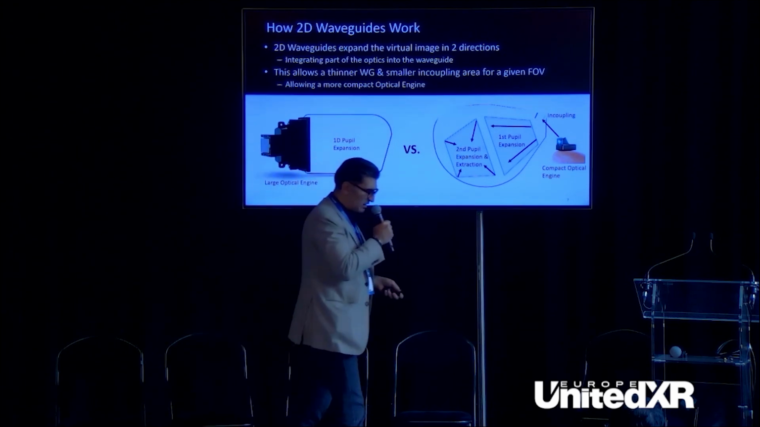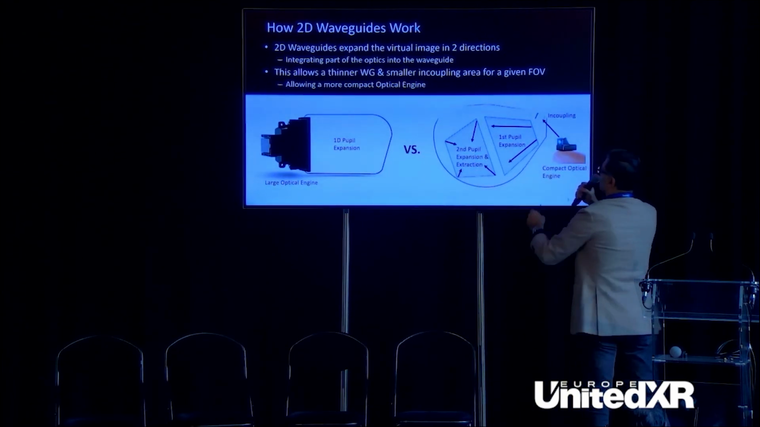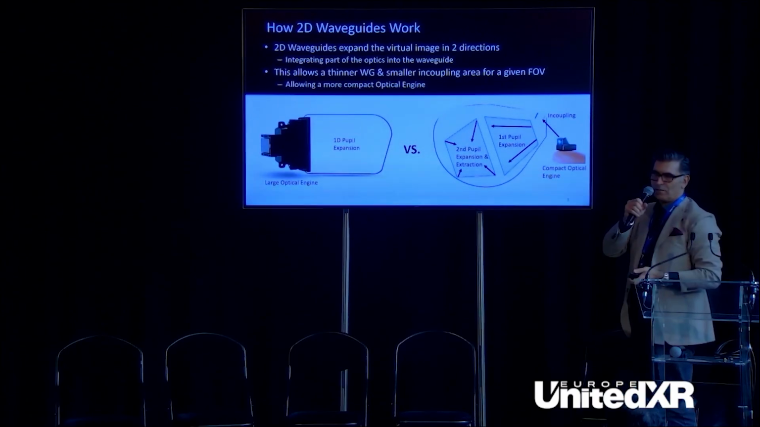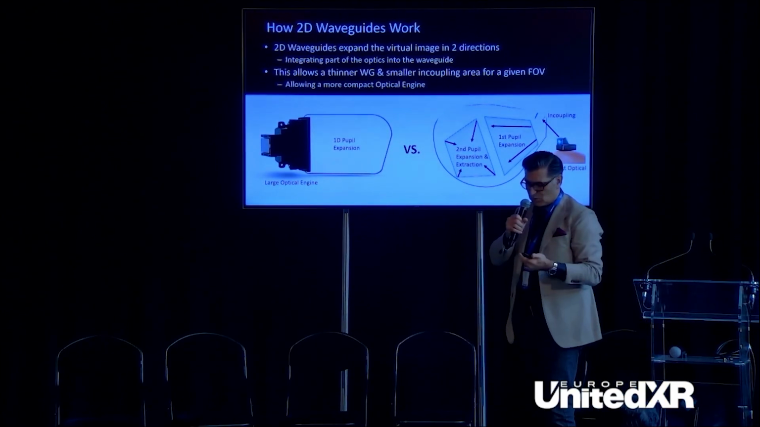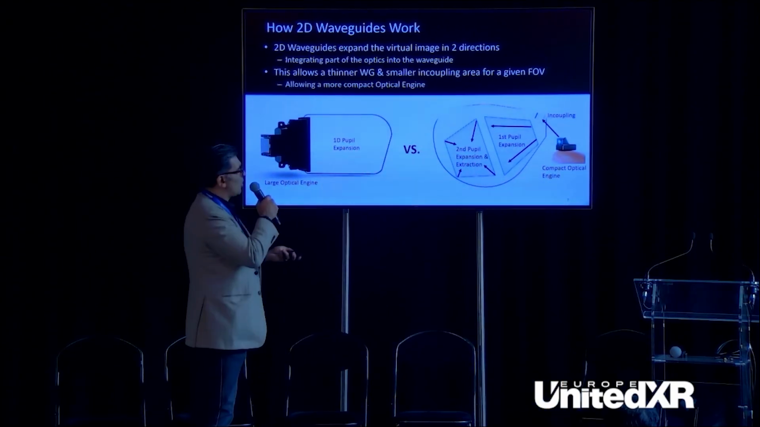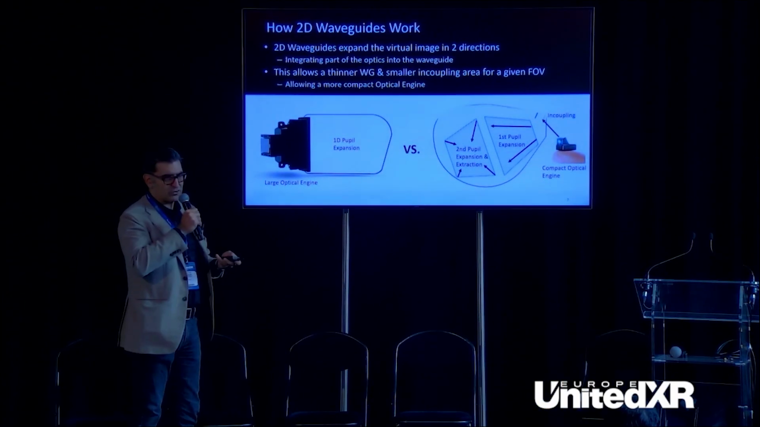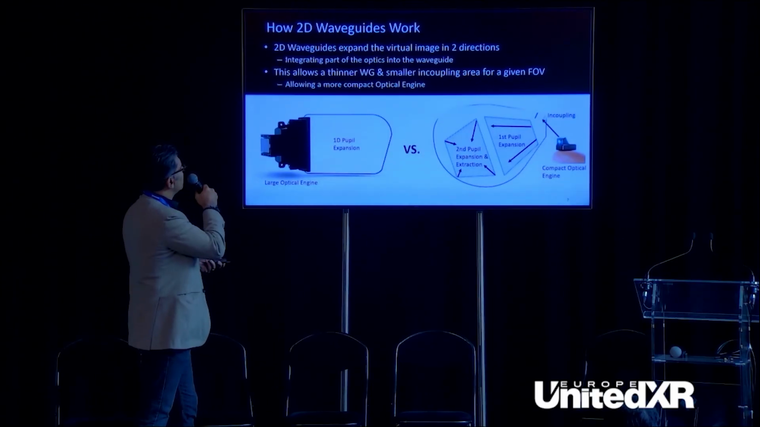2D waveguides, what they do is, since they expand the pupil in one and then two directions, you can have a much smaller optical engine. That's of course great for weight savings. That's of course great for aesthetics, et cetera. So 2D waveguides actually solve a pretty big problem in terms of making these things compact, lightweight, et cetera, okay?